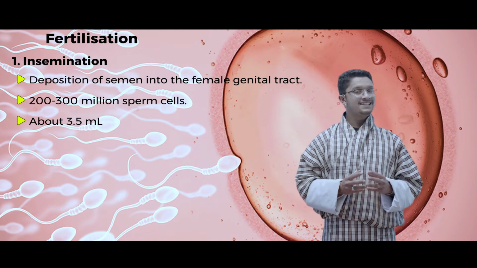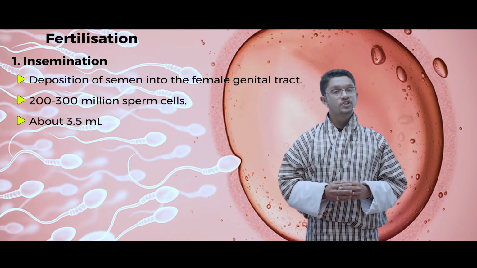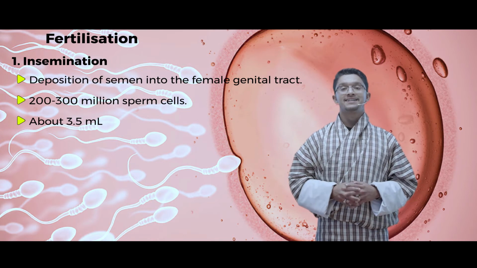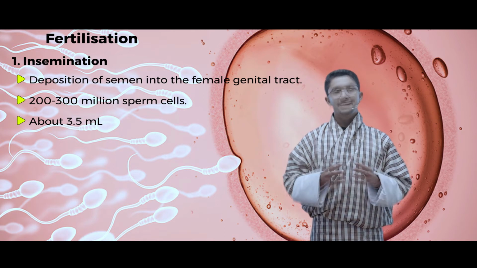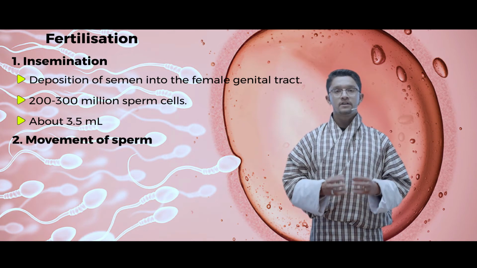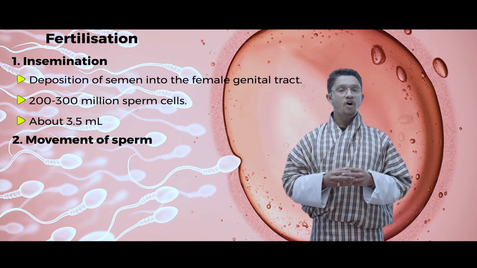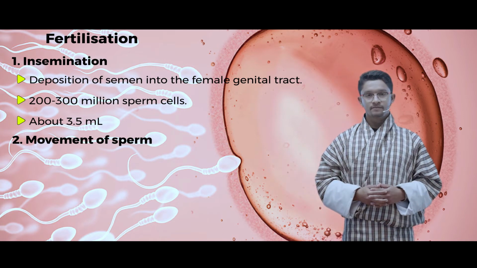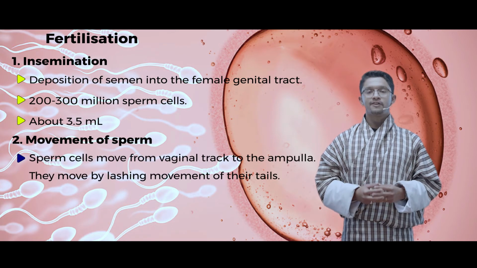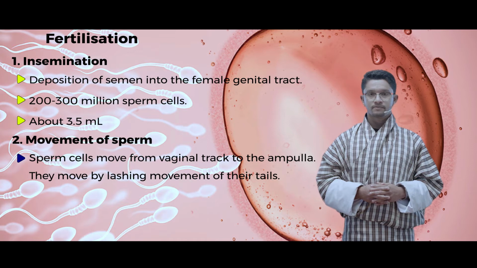We should remember, semen is not just the sperm cells, but also contains the secretion of other glands, which we call the accessory glands. So after insemination, the second step is movement of sperm. We know fertilization occurs in some part of the fallopian tube. So after insemination, the sperm cells move from the vaginal tract to the ampulla where fertilization occurs.